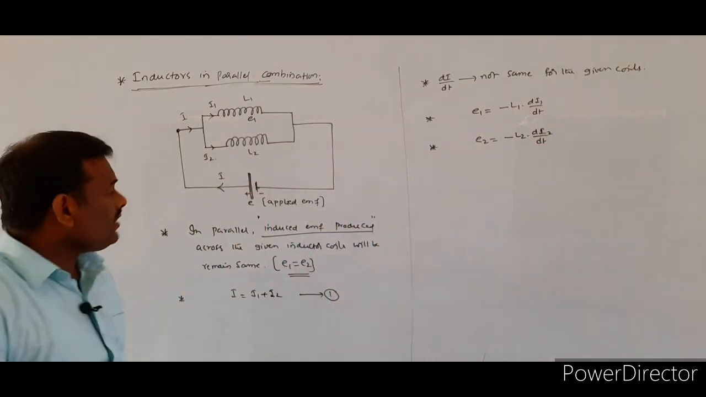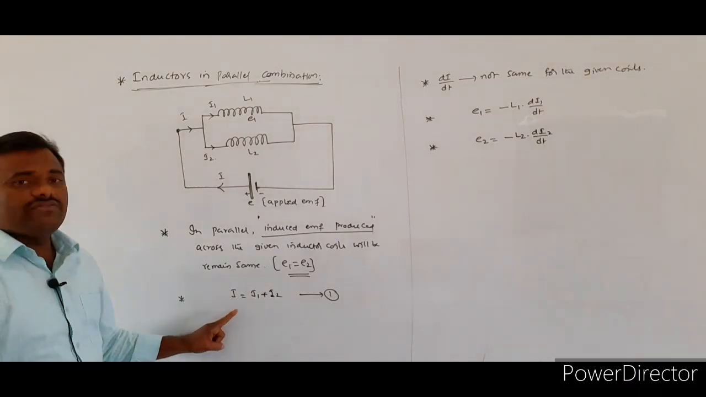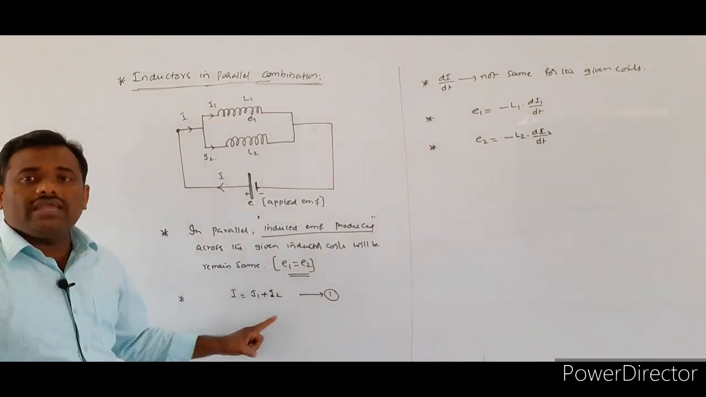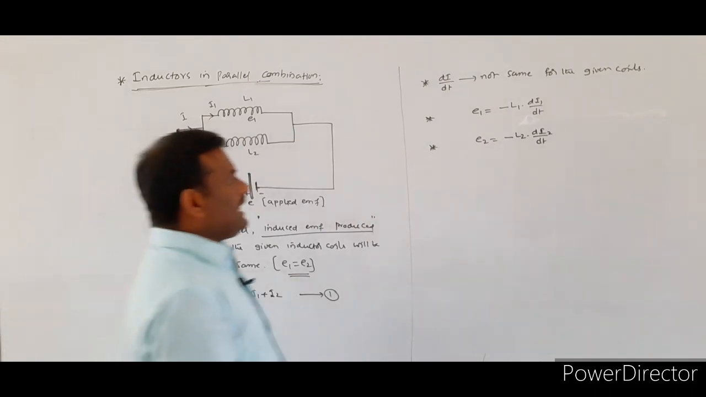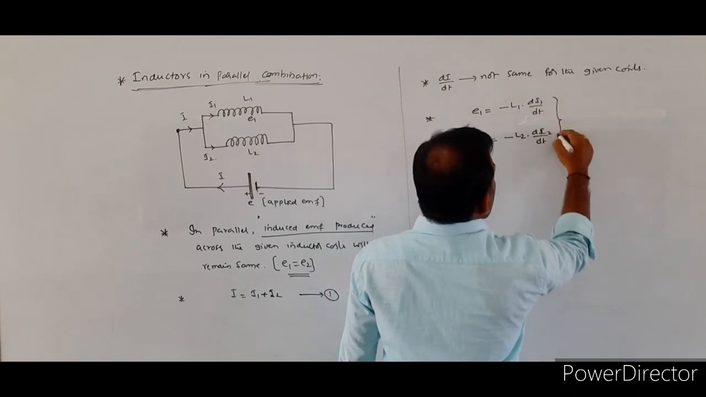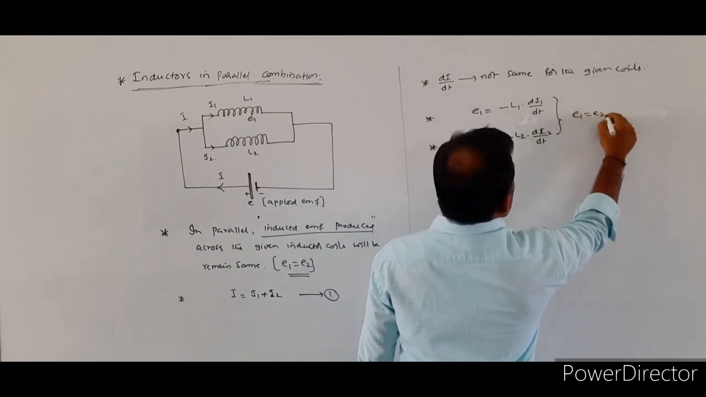Now, from the first equation, what we know is I is equal to I1 plus I2. So see here, the values of E1, E2 will remain the same.